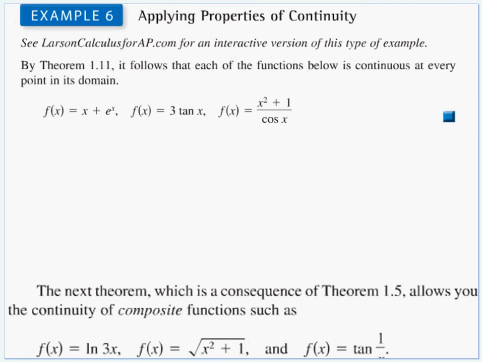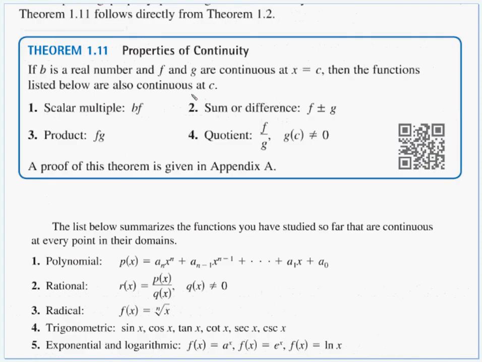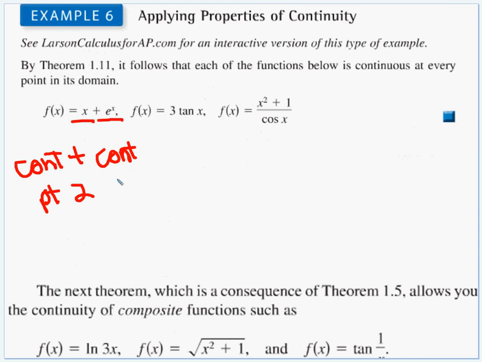So applying some of these properties of continuity, let's see what we got here. We have f of x is x plus e to the x. Well, f of x equals x is one continuous function, plus e to the x, which is another continuous function. I think it was part 2 of that previous theorem, sums or differences. So this would be part 2 by that theorem. The resulting function is continuous.